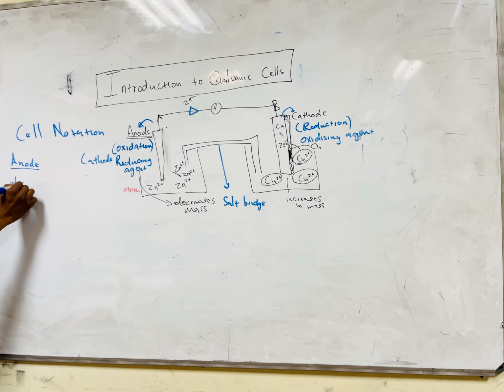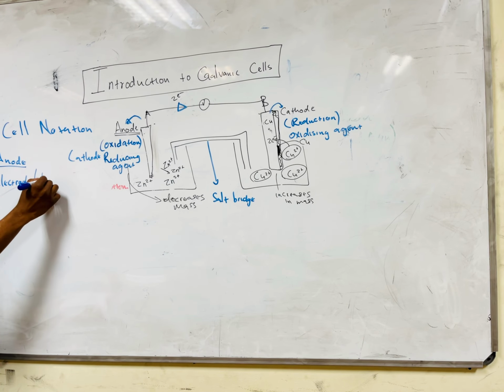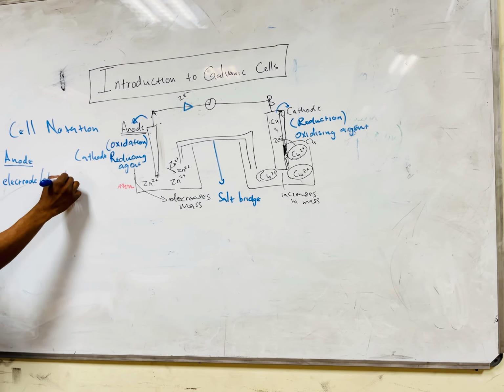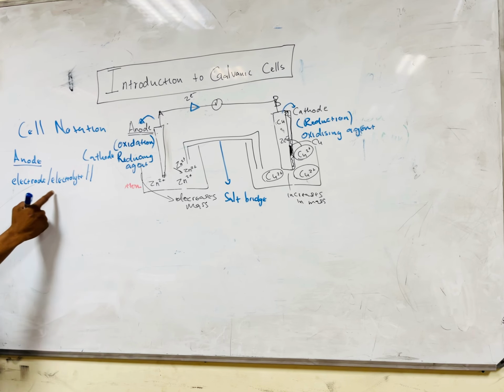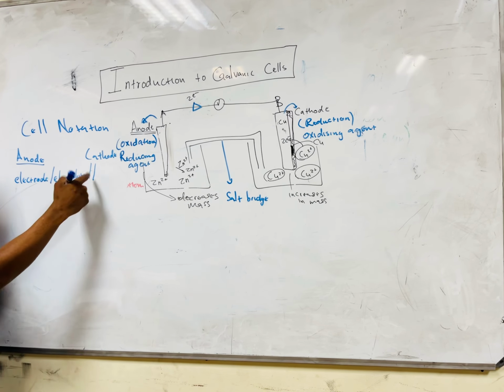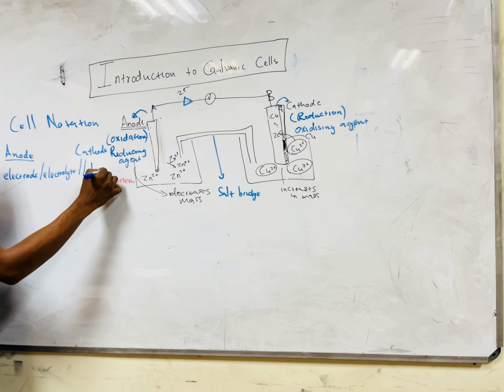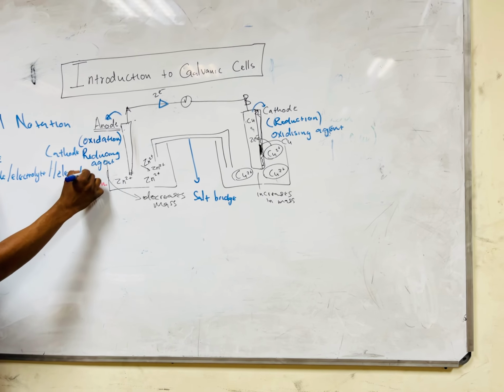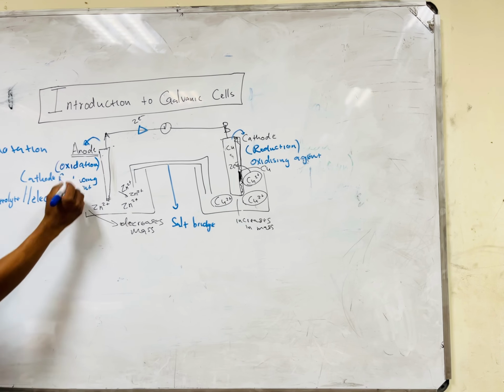You always have your electrode, your electrolyte, slash, the double slash in there. Remember, the single slash is for change in phase, and the double slash is for the salt bridge. We have electrolyte, and electrode.